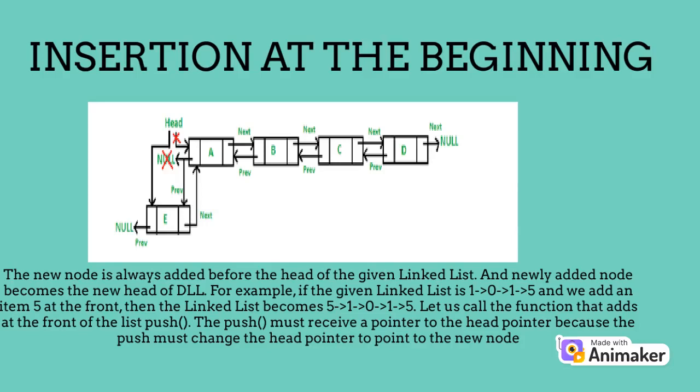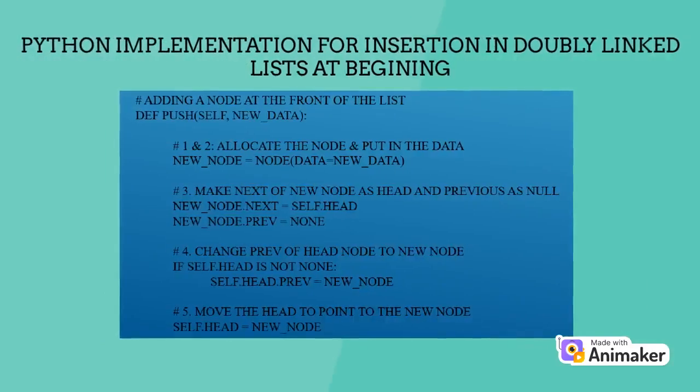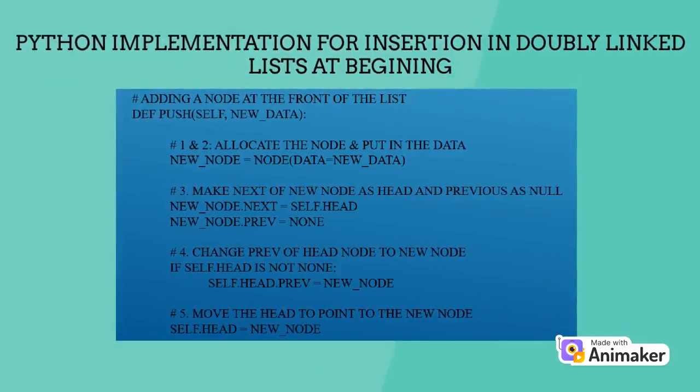The function that adds at the top of the list should be called push. Because the push must modify the head pointer to point to the new node, the push must receive a pointer to the head pointer. This is the Python implementation for inserting a new node at the beginning.